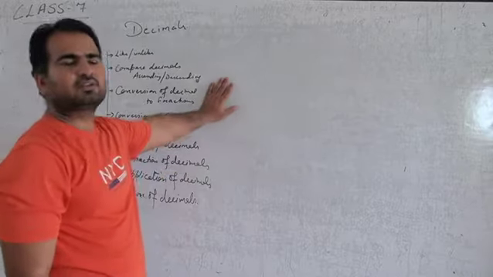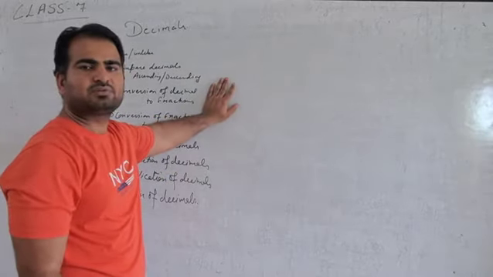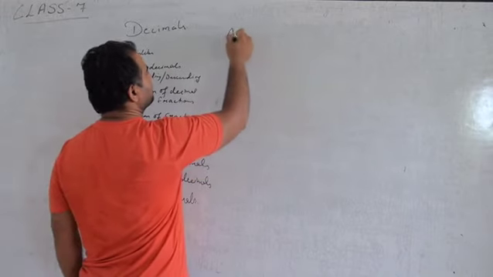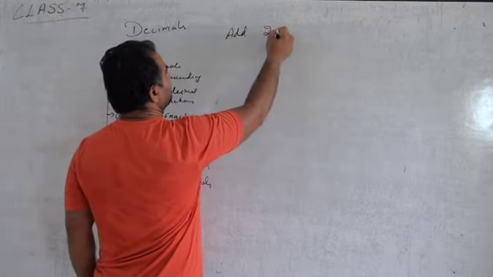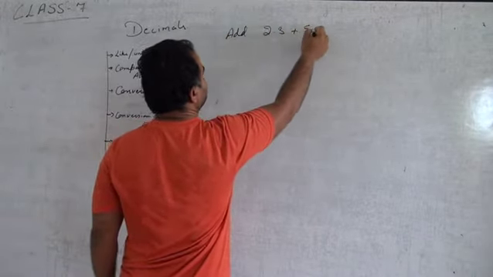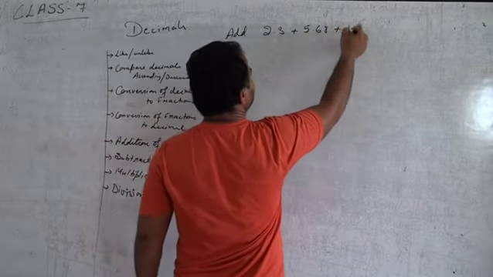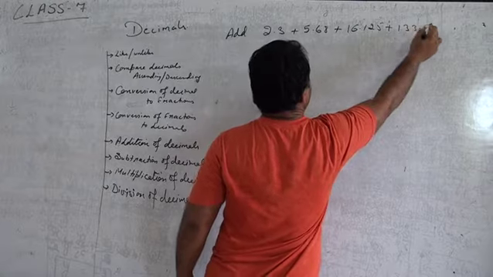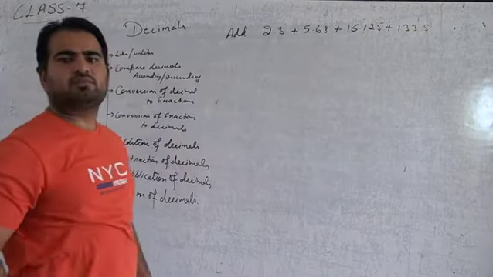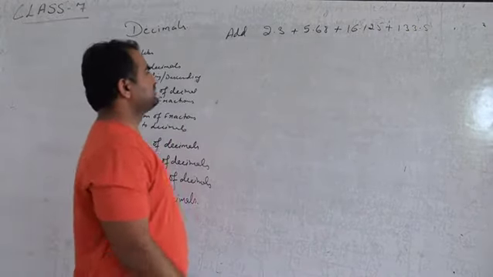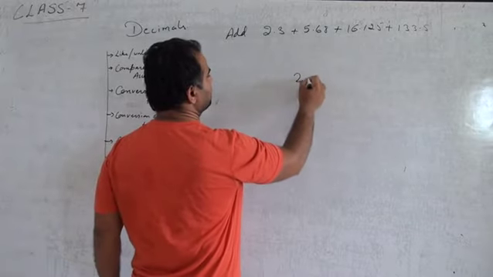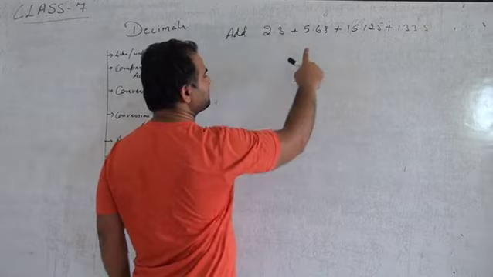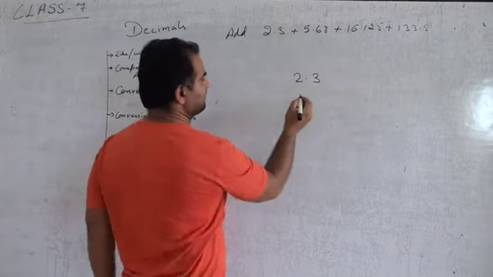Okay, so now how can we add 2, 3 or 4 decimal numbers? So the question is add 2.3 plus 5.68 plus 16.125 plus 133.5. Okay, we have to add all of these. So what I have to do is write 2.3. Done. And we place the decimal below the decimal.